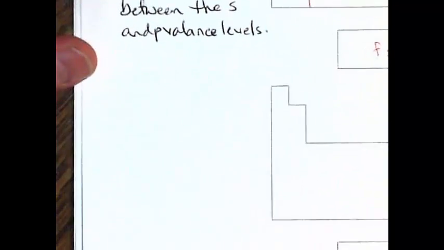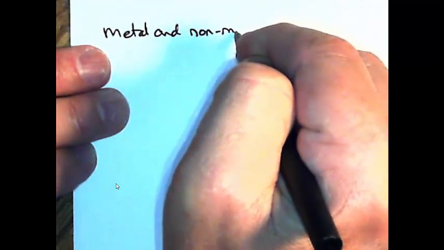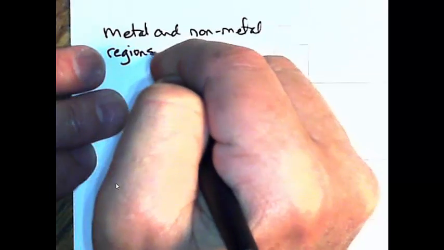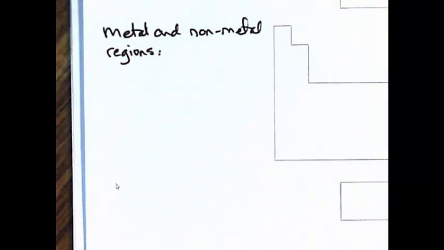So let's go on now and talk about regions of major categories of elements, okay? Like where the metals and nonmetals are located. Now, there are a lot of reasons why metals are referred to as metals and their behavior and stuff.